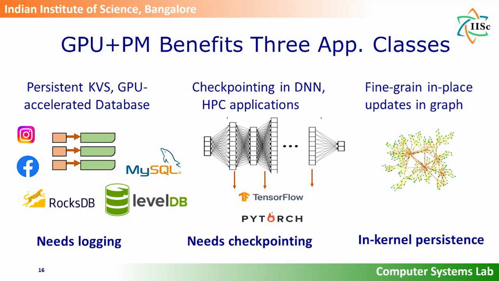Then we talked about checkpointing for DNN or HPC applications. Those also can benefit because a lot of computation happens on the GPU. Now they can directly checkpoint to the persistent memory without talking to the CPU. And there is a new class of application that we call fine-grained in-place updates for graph applications, which I'll not be talking about here. But that's also a new class of application that you enable through this ability that the GPU can directly manipulate data on the persistent memory.